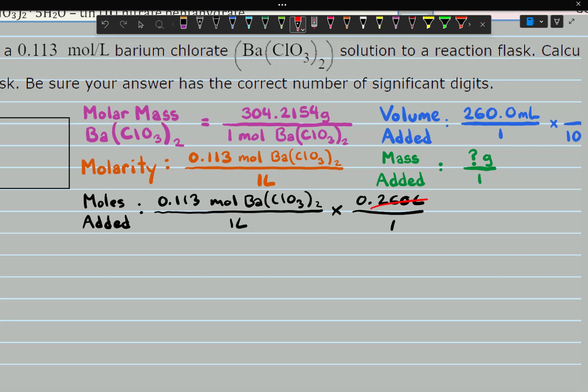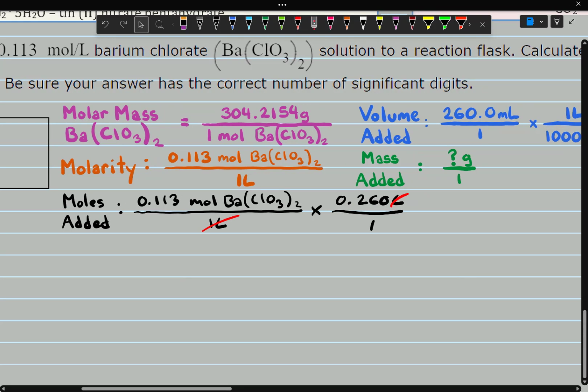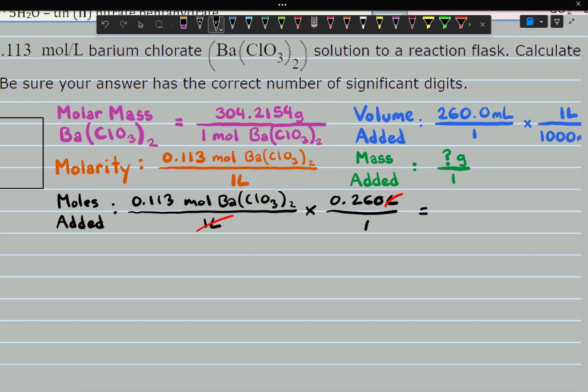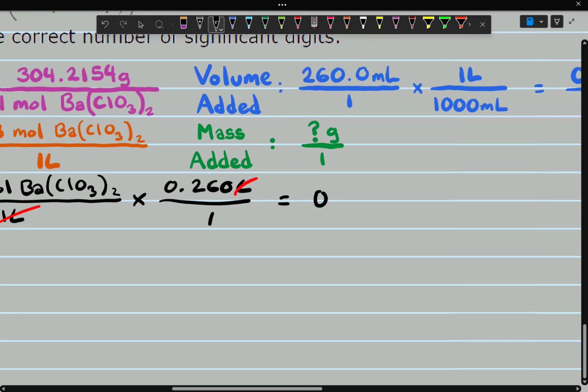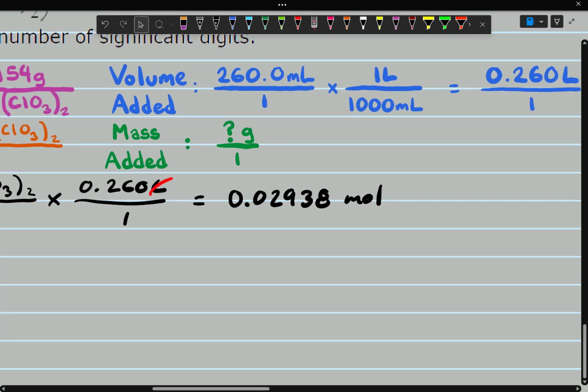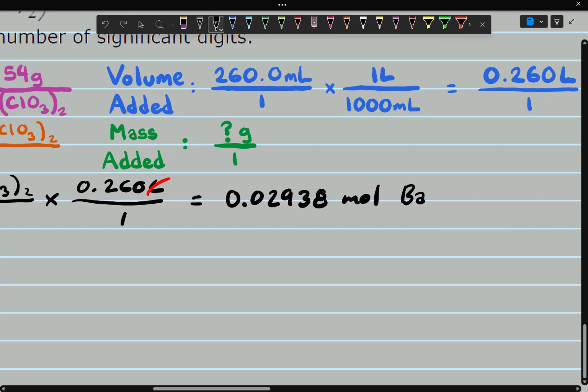The liters will cancel, and you're just going to be left with 0.113 multiplied by 0.26. And if you plug that into your calculator, you are going to get 0.02938 moles of barium chlorate.